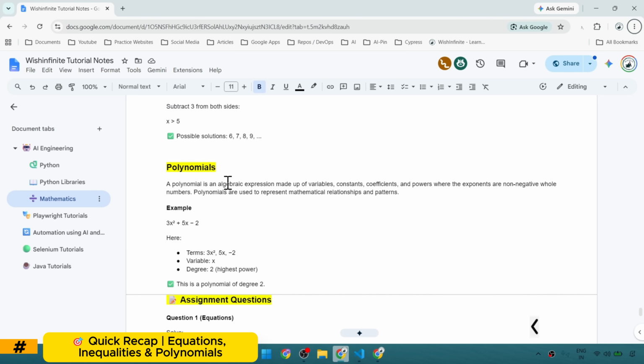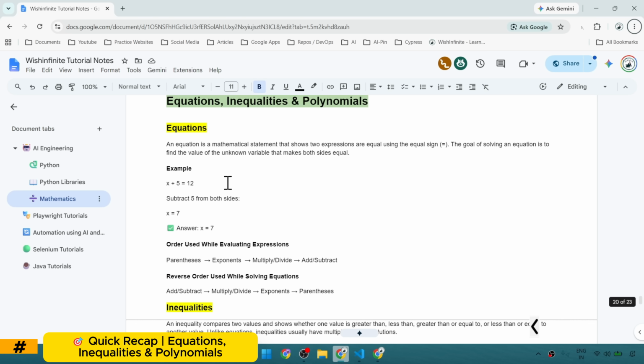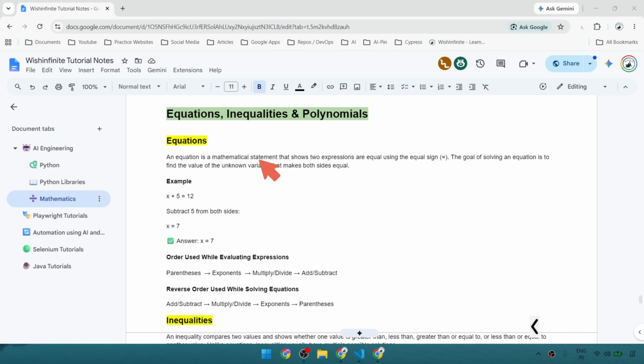And now I will conclude this video here, but before we wrap up, let me give you a quick recap. First we talked about equations, where an equation is a mathematical statement that shows two expressions are equal. So here we can write x plus 5 equals 12. This expression should be equal to this expression, right? That's why we are using this equals symbol. And we can also solve the equation. For that we need to follow this particular rule. First we need to solve add or subtract, then multiply or divide, then exponents or powers, and then parentheses. So to solve this, what can we do? We can subtract 5 from both sides. And if we do so, we will get the value of x equals 7.